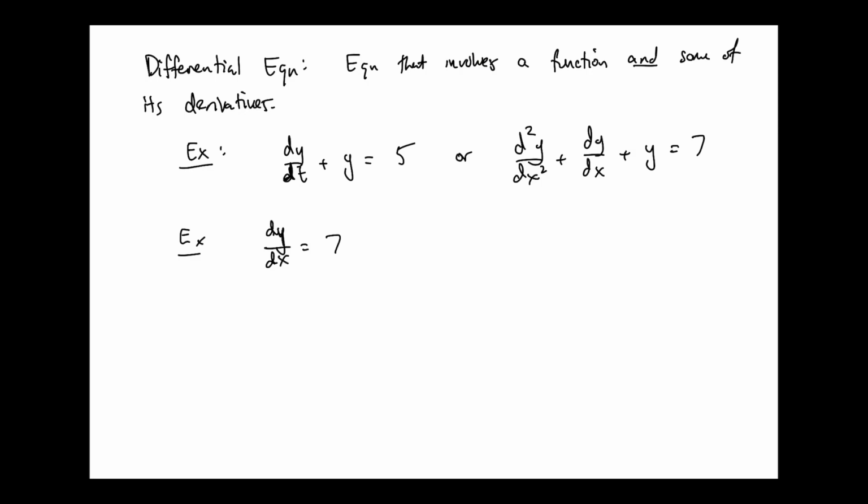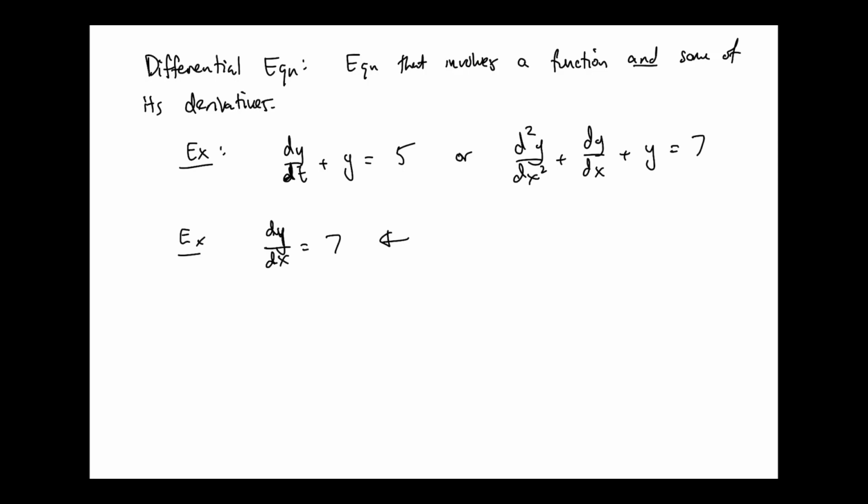So why don't we just start with this really simple example, dy/dx equals 7? Any guesses as to how we would solve that? There's a couple ways we could think about it. Yeah, integrate both sides, right? If dy/dx equals 7, that means the derivative of some mystery function is 7, and so what would that function be? 7x plus some constant, right?